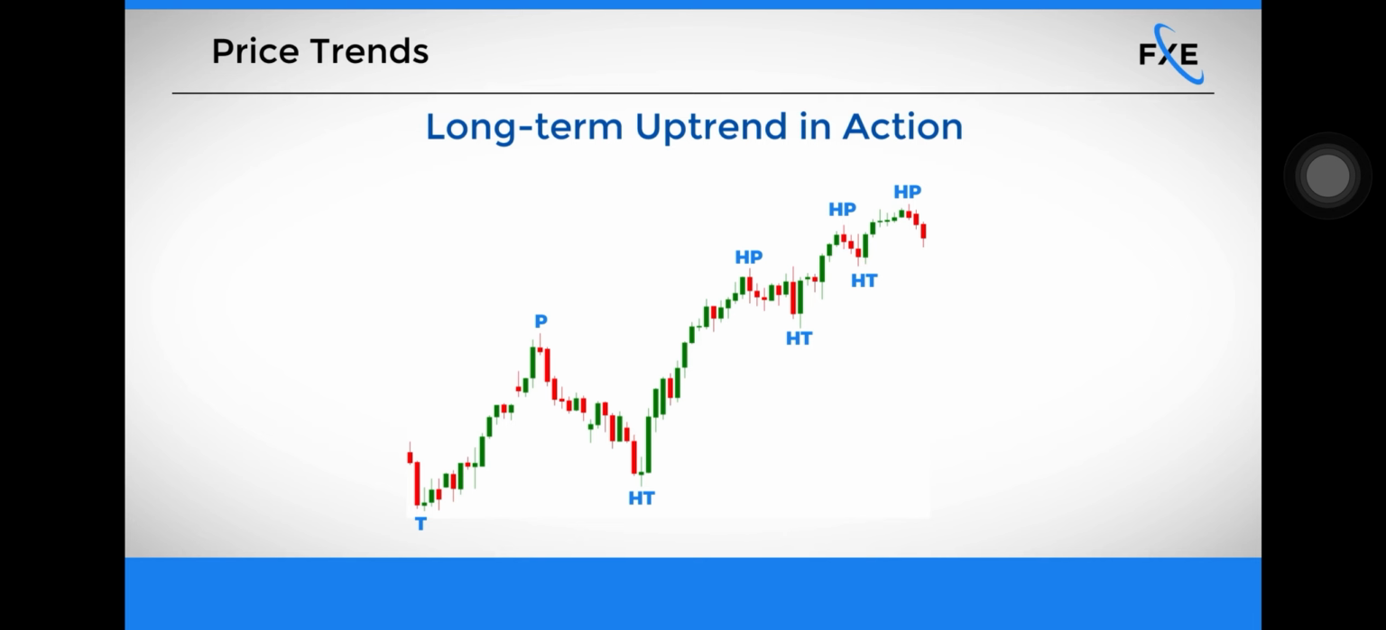You can label higher peaks as HP and higher troughs as HT, as this makes it easier to visualize. Once all the peaks and troughs have been labeled, it is easy to draw connector lines that link the troughs and peaks together. And as you can see in the image on the screen, even though you are looking at a real chart, identifying the trend is as easy as it was in a theoretical example earlier.